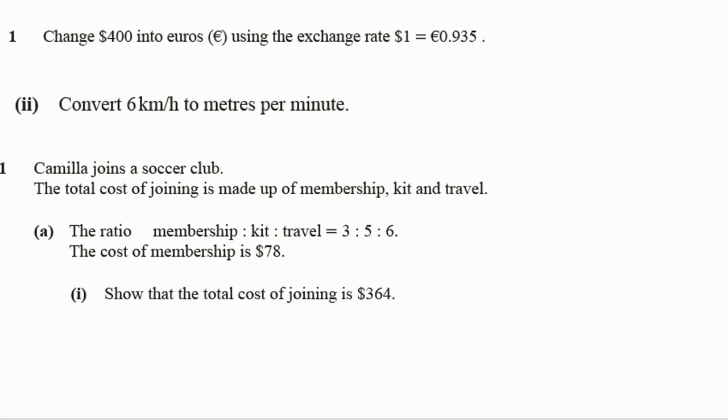I want to change $400 into euros using this exchange rate. To get away from the dollars, I divide by the dollars number. To get into the euros, I times by the euros number. 400 divided by 1 times 0.935 gets me 374 euros.